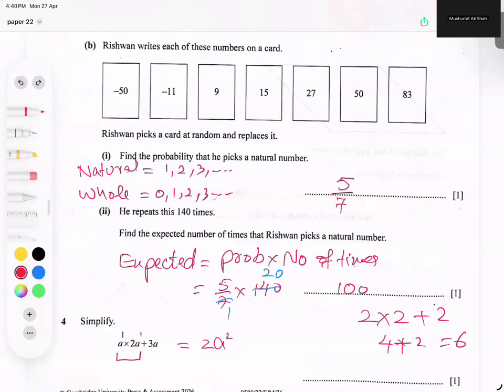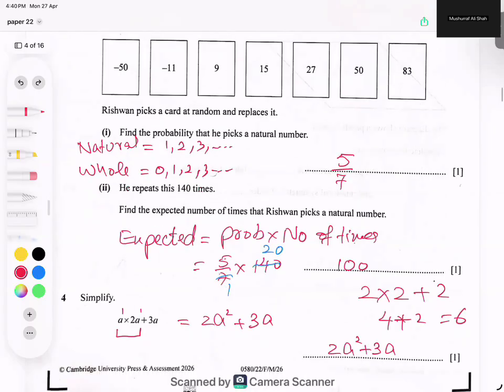Now can we add them? No way, we can't add. And this is our final answer. We cannot add any more, and no need to take common even. I know some students may ask, sir, can we take common? No, he says simplify. Simplify means we leave it as it is. If he says factorize it, then you take common out. I think no need to do further from here onwards. So this question is clear.